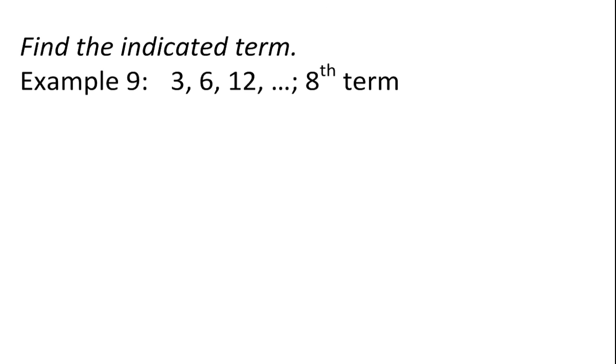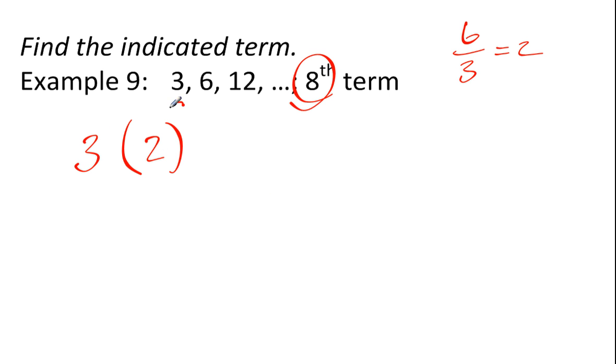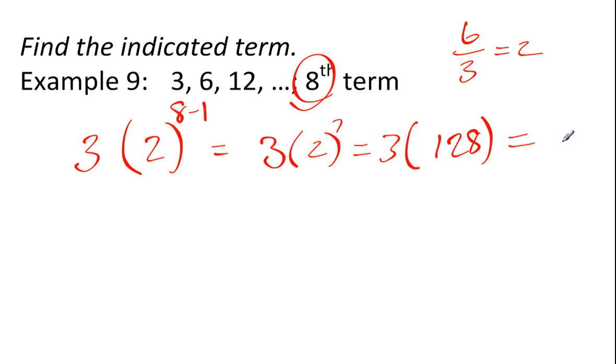Alright, finding your indicated term. Like before, if you want to just write them out because you know it's doubling every time, figure out what the 8th one is, that's cool. I'm going to do it the right way because why not? It's what I do. So we got 3 times 2 to the n minus 1. My n is now going to be 8. So it's going to be 3 times 2 to the 7th power, which you might know is 128, and 3 of those give us 384.